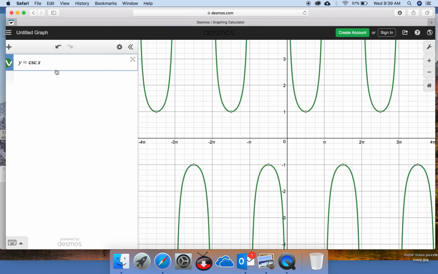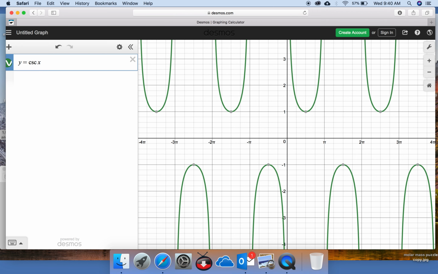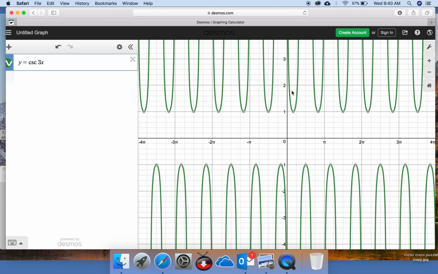Well, what if I want to fit twice as many in there? I put a 2. Now I have up, down, up, down. What if I want to do 3 times as many? I put a 3. Up, down, up, down, up, down.